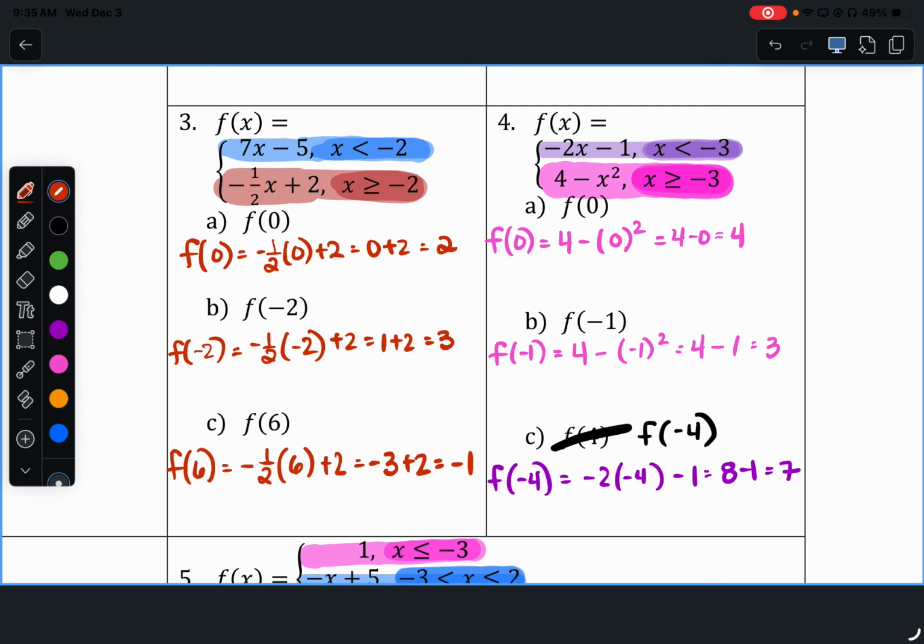Okay, so number 7 also has 2 pieces. We're going to start with the first piece, which is 3/2 x plus 3 when x is less than -2. So to graph that line, what is our y-intercept? 3. What is the slope? Up 3 to the right 2. I'm also going to put a point going the other way just to make my graph better. Draw our line.